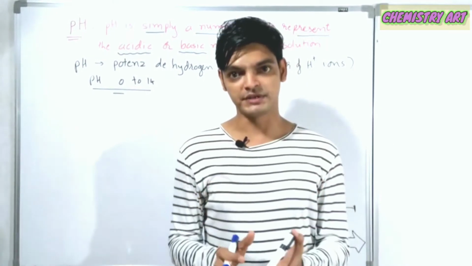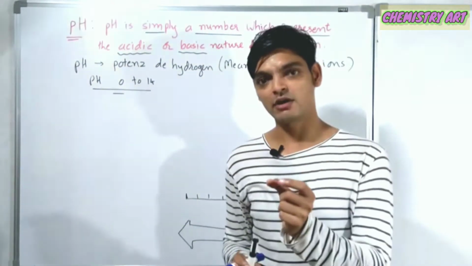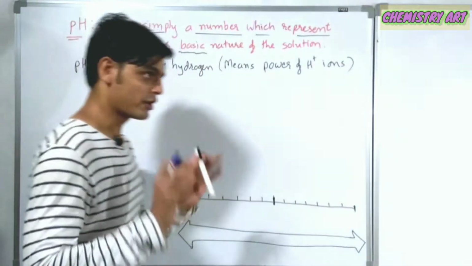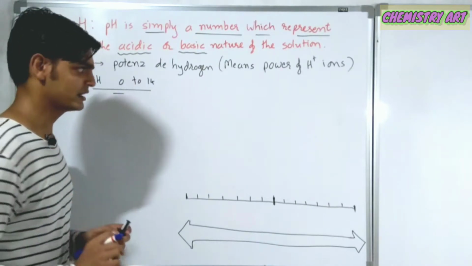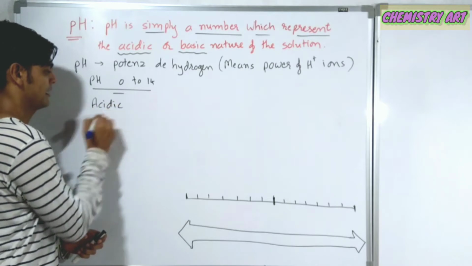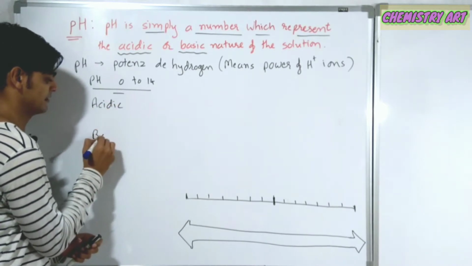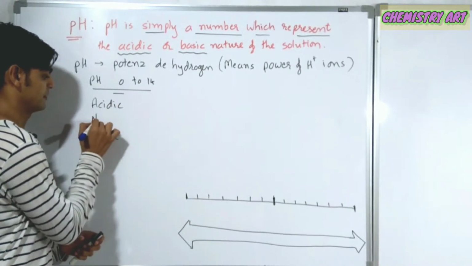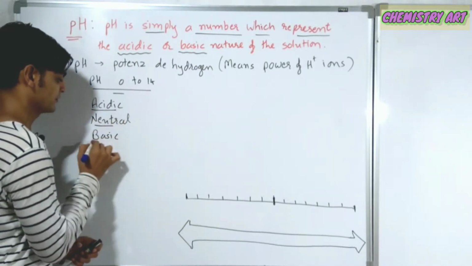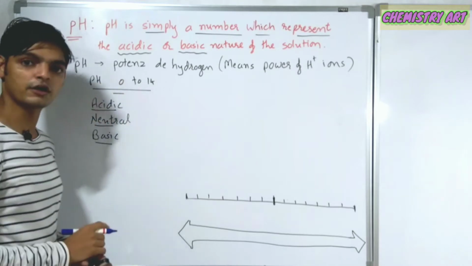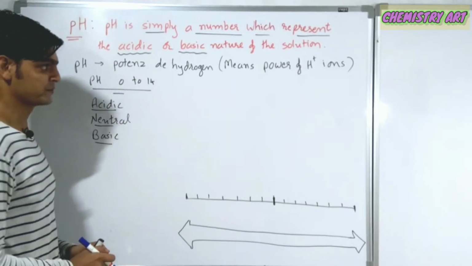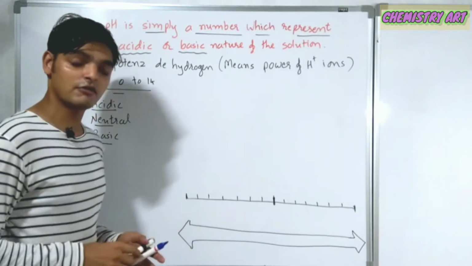So what is pH actually? First of all we will discuss a neutral compound or neutral solution. There are three types of compounds: acidic, basic and neutral. pH is from 0 to 14 and all the compounds are in this pH range. So first of all let me talk about neutral.